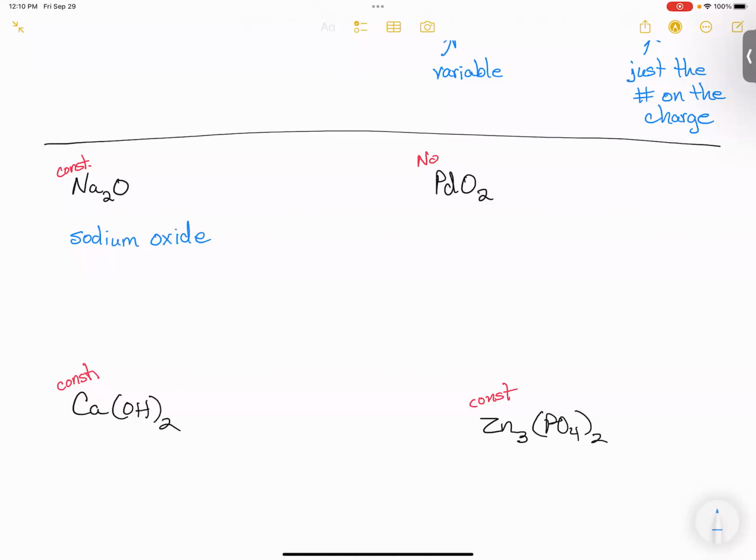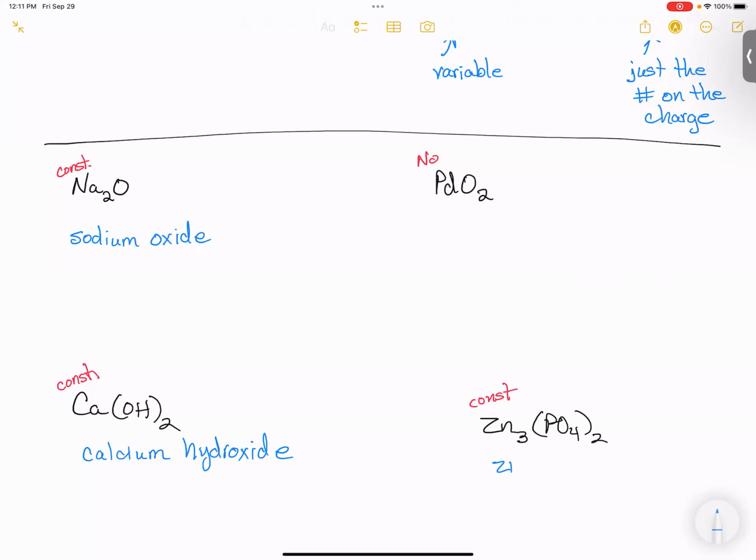I'm going to skip palladium for the moment because I'm going to do all the ones that have a constant charge. Calcium had a constant charge, so I'm going to name the metal. And I'm going to name the anion. What is OH anion? I heard it. Hydroxide. So that's calcium hydroxide.